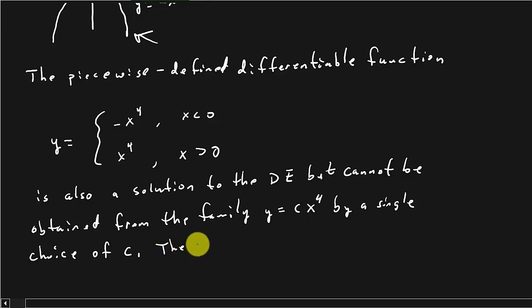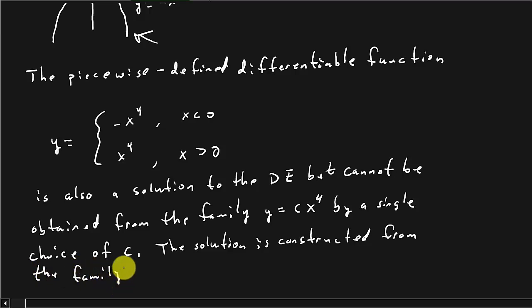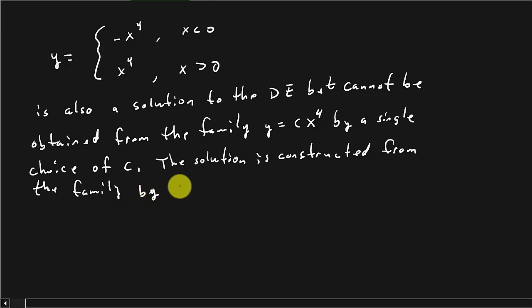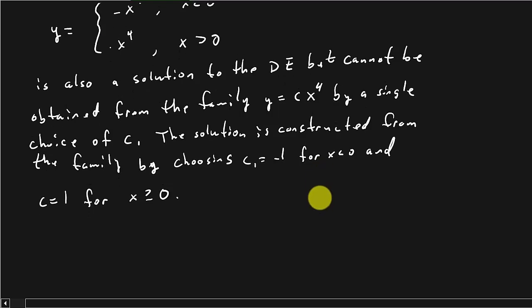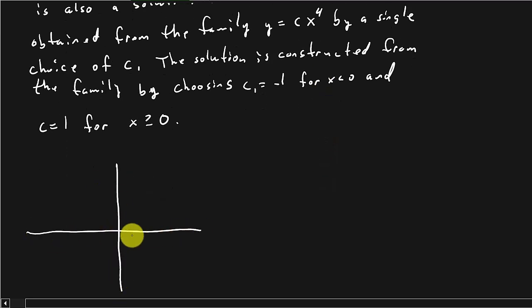Okay. The solution is constructed from the family by choosing c equals -1 for x less than 0, and c equals 1 for x greater than or equal to 0. Okay, that's where the negative and the positive come from. That's how we constructed that solution. And if you look at this graph, you can see it's just going to look like this. This is when c equals 1 and x is greater than or equal to 0, and c equals -1 when x is less than 0.